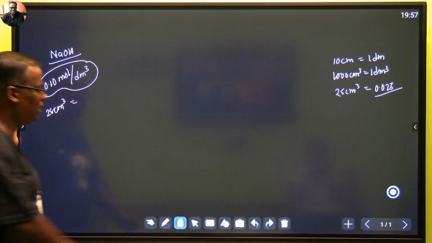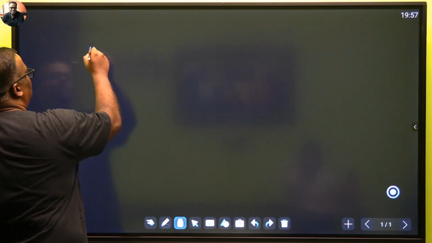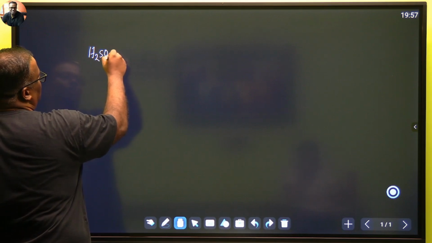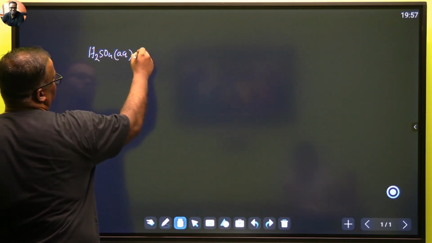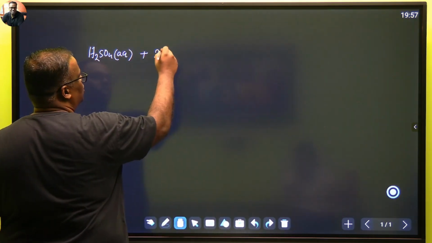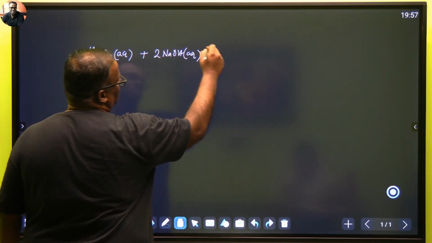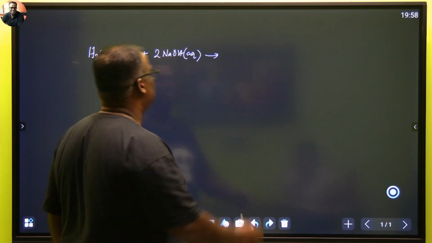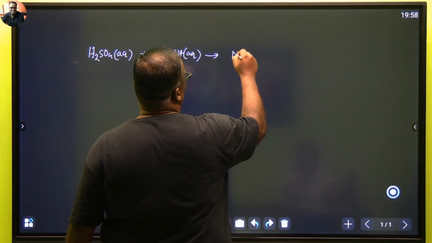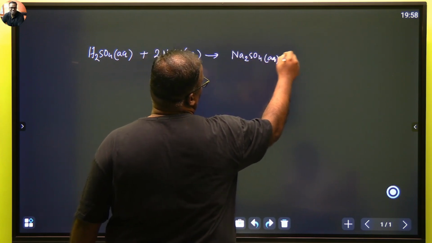Let's try one more problem. Just let's take one more problem. Same data, same type. I'm giving you the equation: H2SO4, sulfuric acid aqueous, is reacting with 2NaOH. Let's see how you do this problem. 2NaOH aqueous, and obviously after this titration has happened, what will we get? Sodium sulfate, Na2SO4 aqueous, plus H2O.